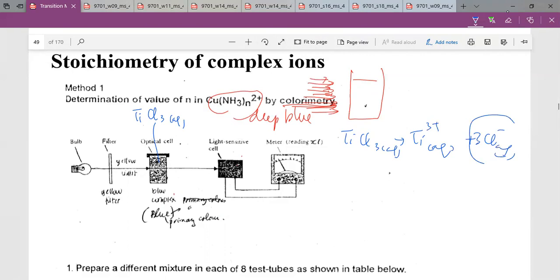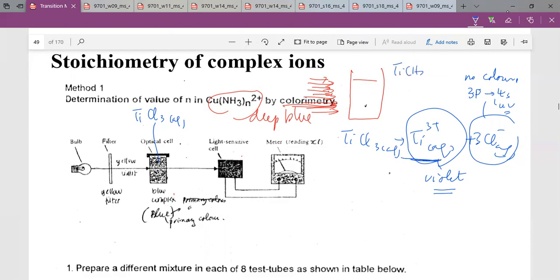This one I know has no color. Why? Because, as we explained just now, it will only absorb 3p to 4s in the UV region. So it's colorless. But they found that this titanium 3+ is violet in color, like your gemstones. So they put this titanium 3+ aqueous, which is Ti(H2O)6 3+, hexaaqua, into this thing here.